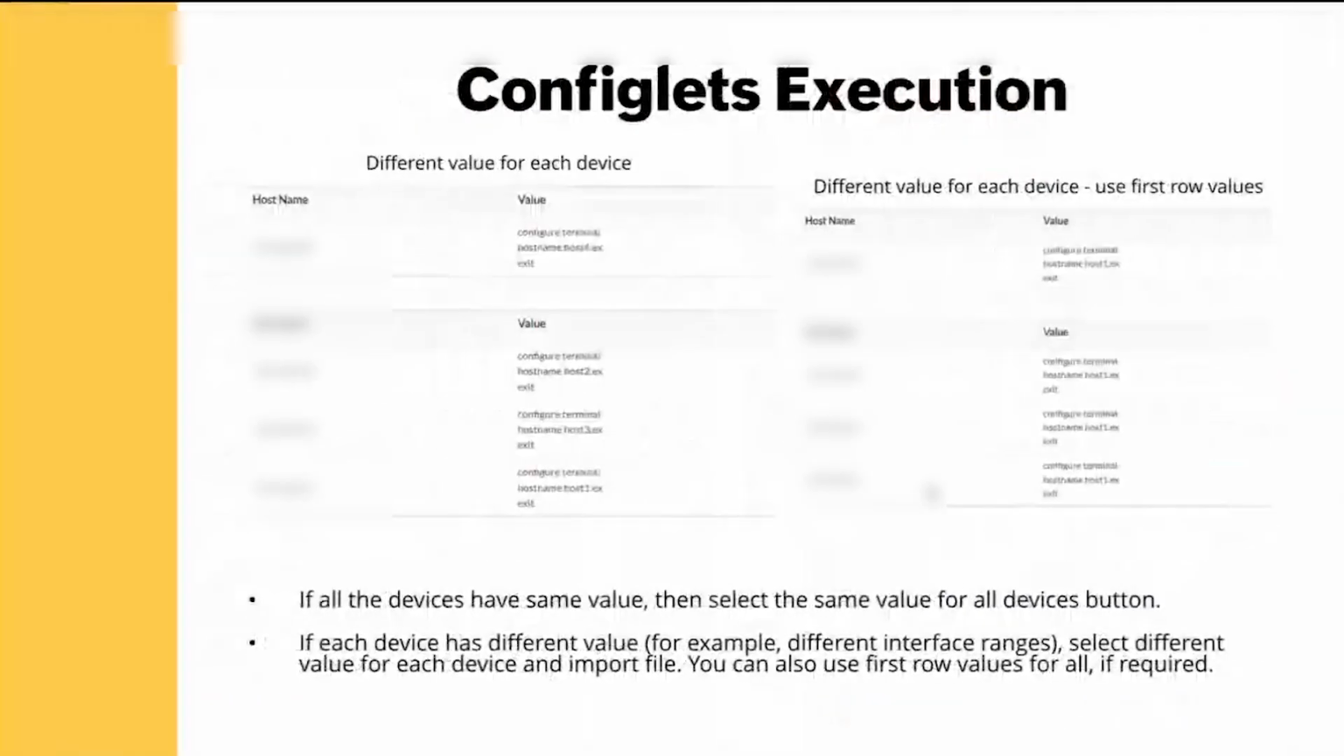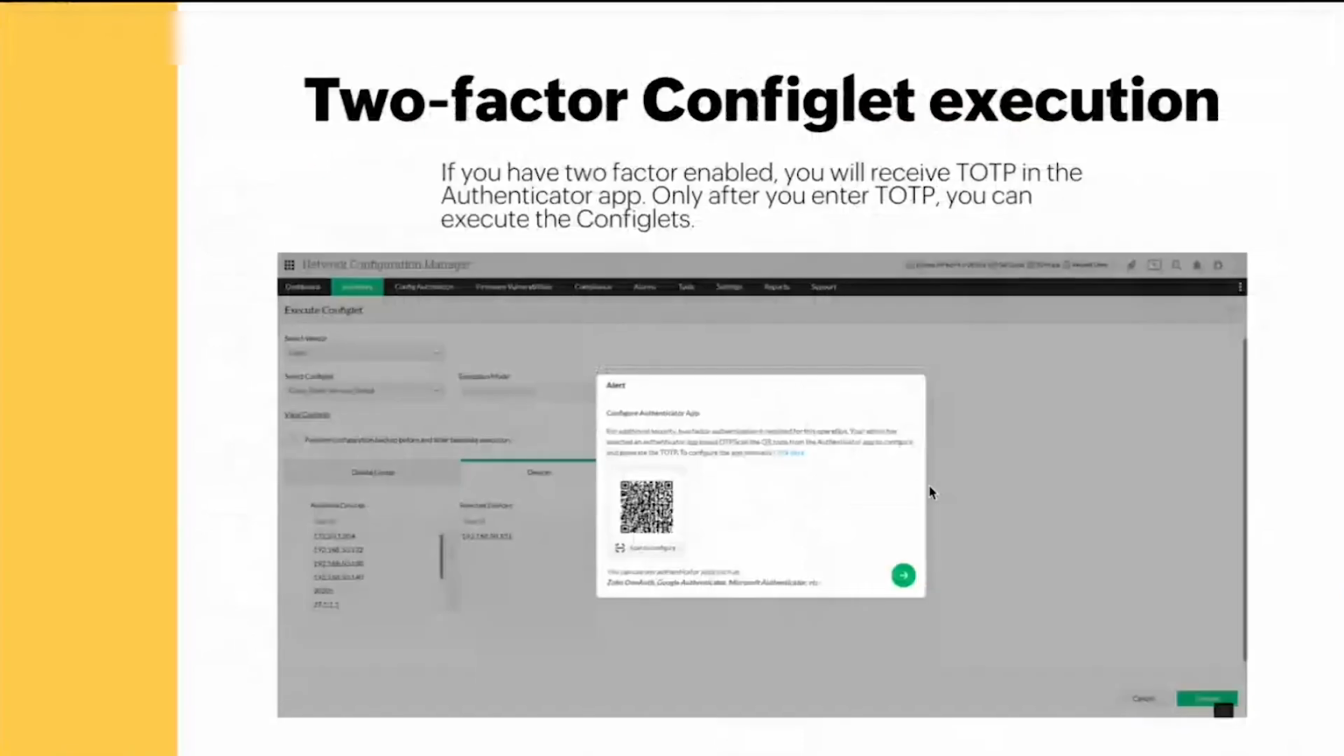Next is two-factor configured execution, which we have recently developed in Network Configuration Manager. If you have enabled two-factor authentication, you will receive a TOTP in the Authenticator app. Only after you enter a TOTP, you can execute the configured. This will be useful for security authentication. If you have enabled two-factor, then only this will be shown to you.